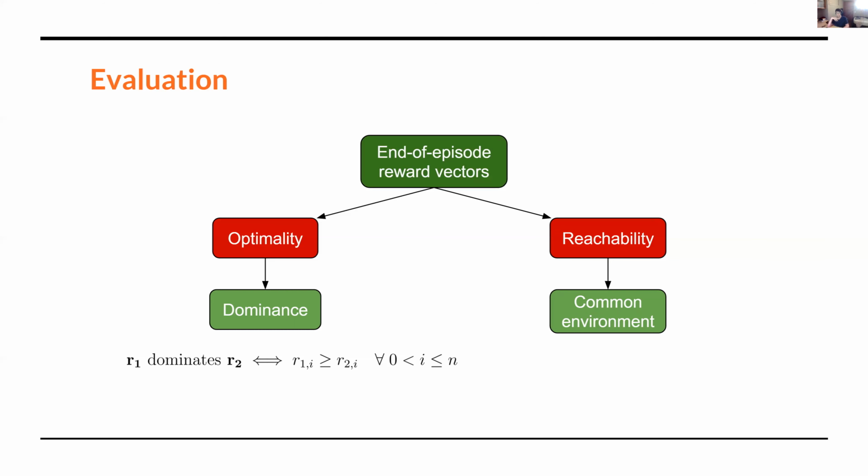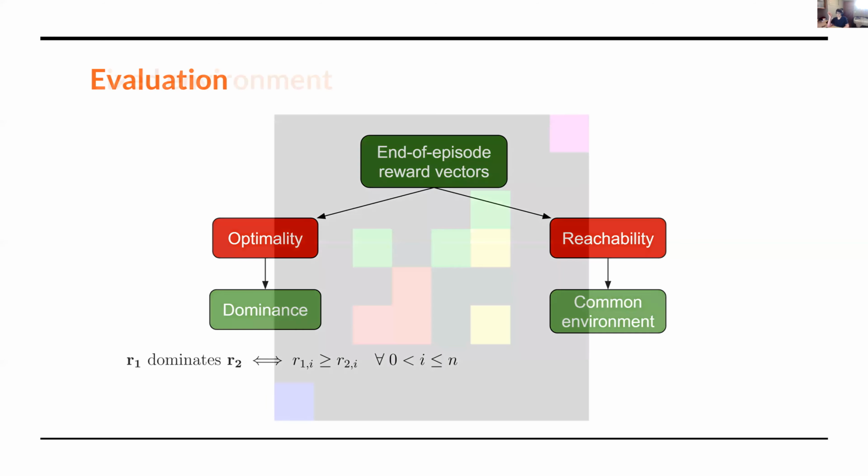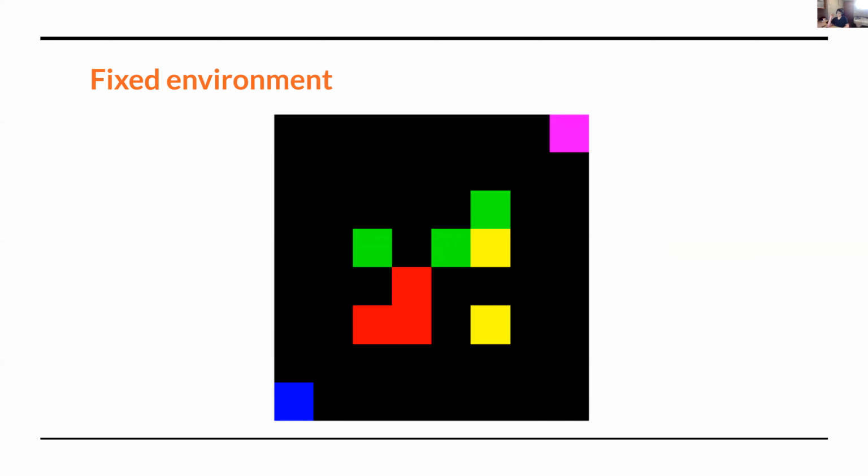In principle, the common environment could be many common environments. One could sample hundreds of common environments. It becomes computationally quite expensive to do this. But in our case, we only took one. So we have one fixed environment, which is precisely the one shown in the figure here.